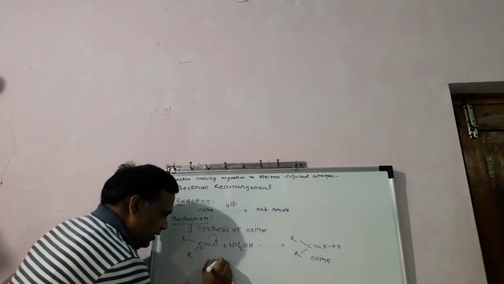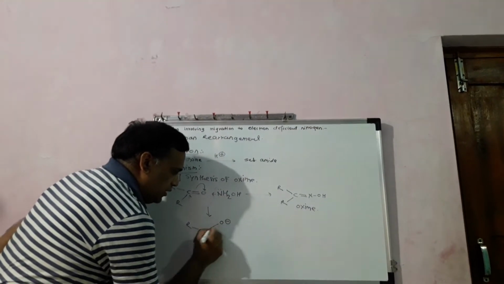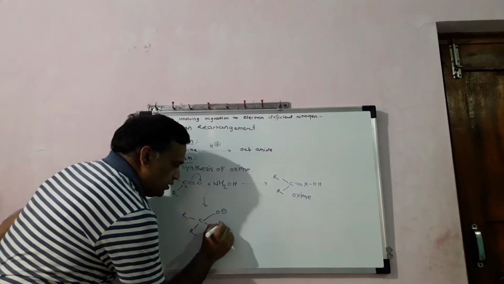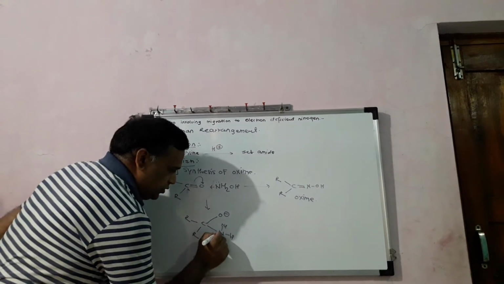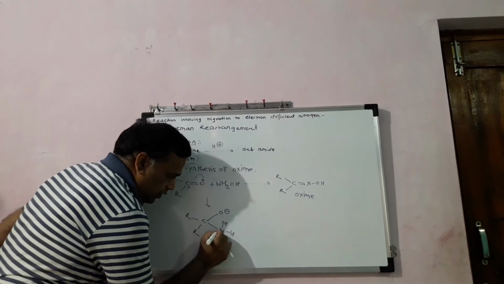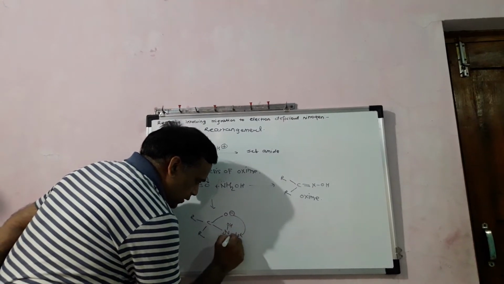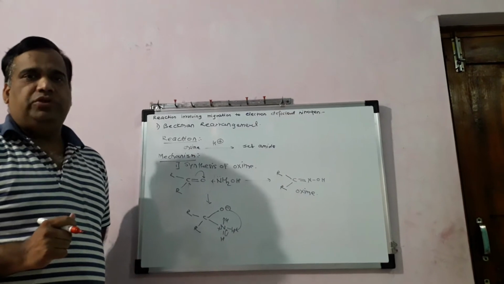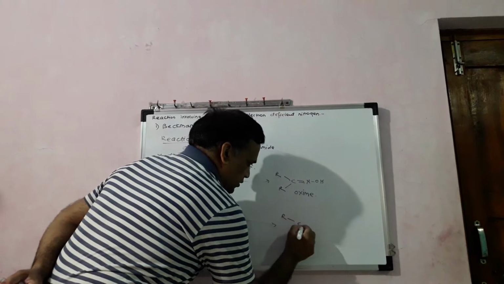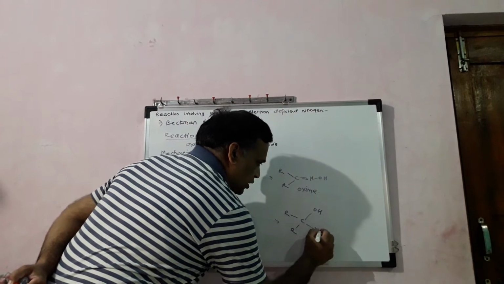And the intermediate becomes R, C, R, O minus, N, H, H and OH. Now the nitrogen will get a positive charge because nitrogen has valency 3 and now it is getting 4, so it is getting an electropositive charge. So the negative charge can extract the proton and stabilize the positive charge of nitrogen. And then in the next step, we get R, C, R, OH here, N, H and OH.